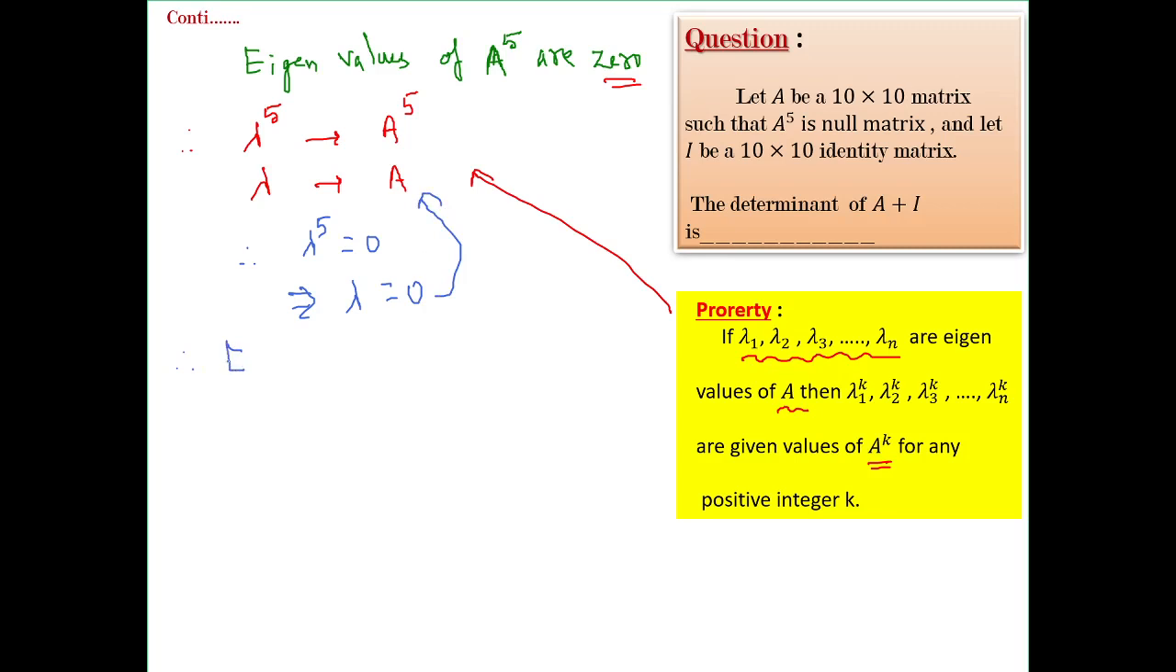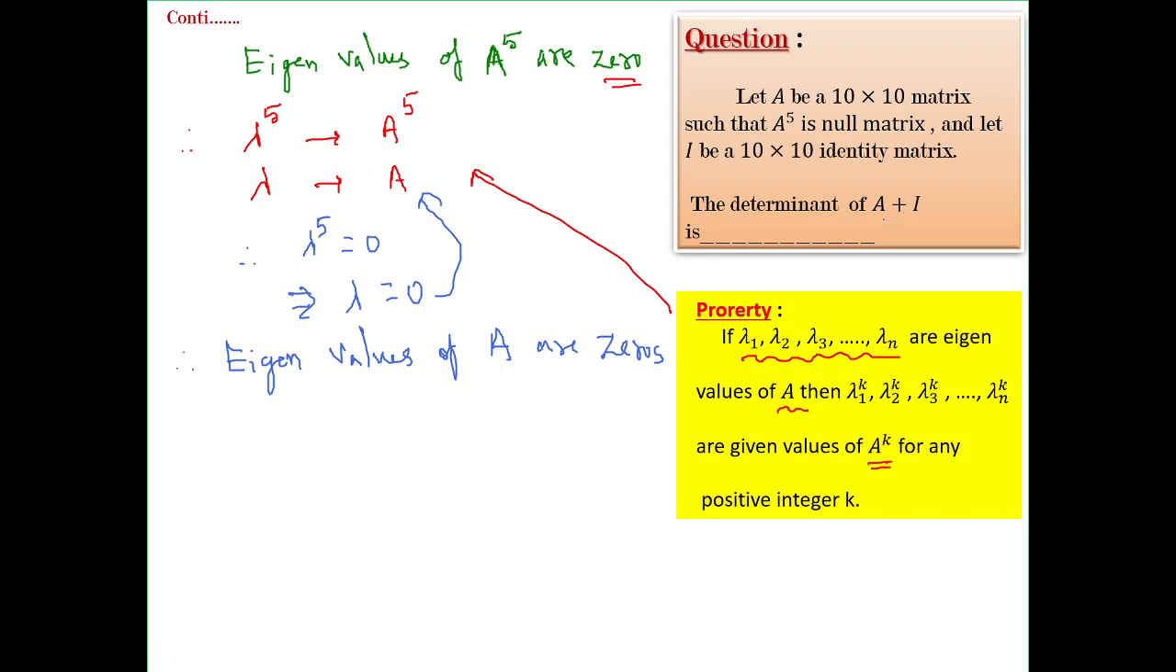Therefore, the eigenvalues of A are zeros. How many eigenvalues exist for A? Because A is of order 10 by 10, all the 10 eigenvalues, lambda 1, lambda 2, lambda 3 up to lambda 10, are zeros. Similarly for A power 5 also, all the eigenvalues are zeros.